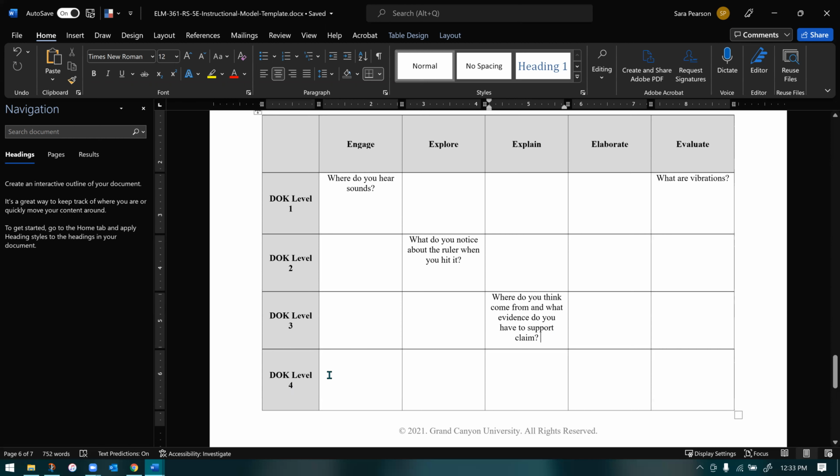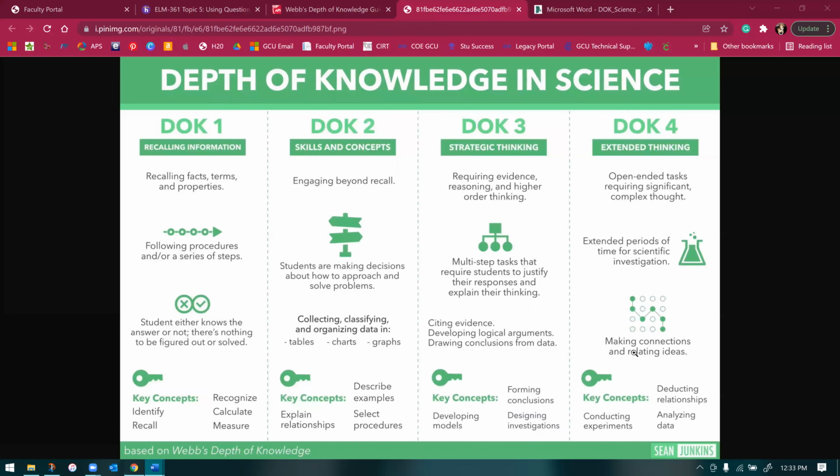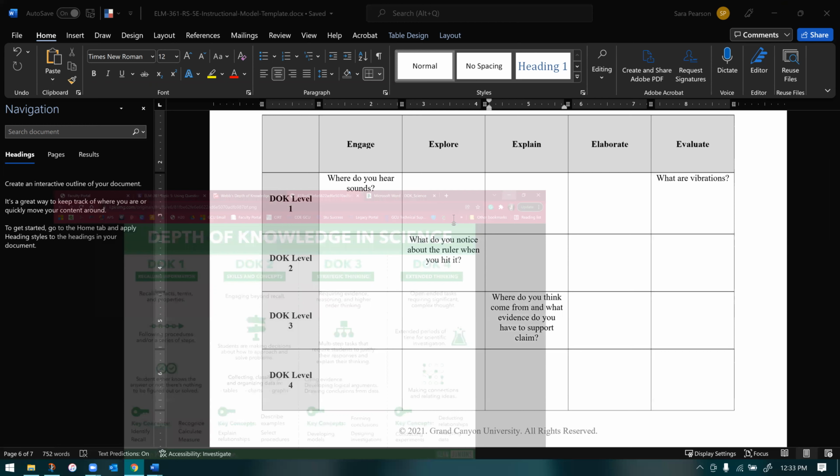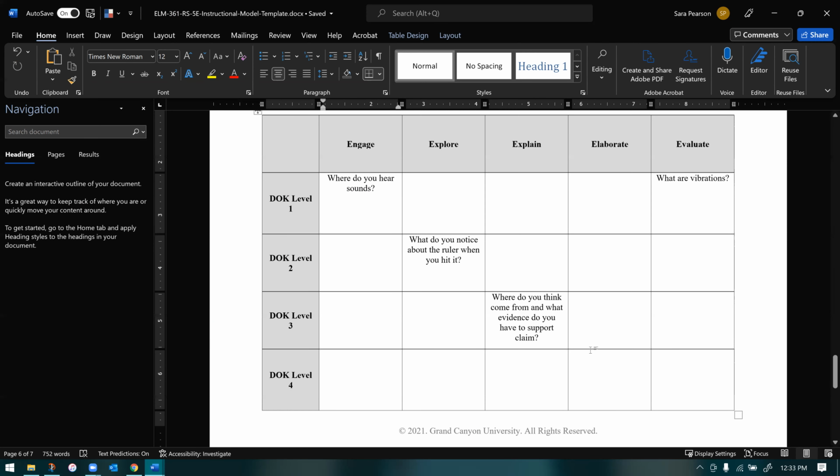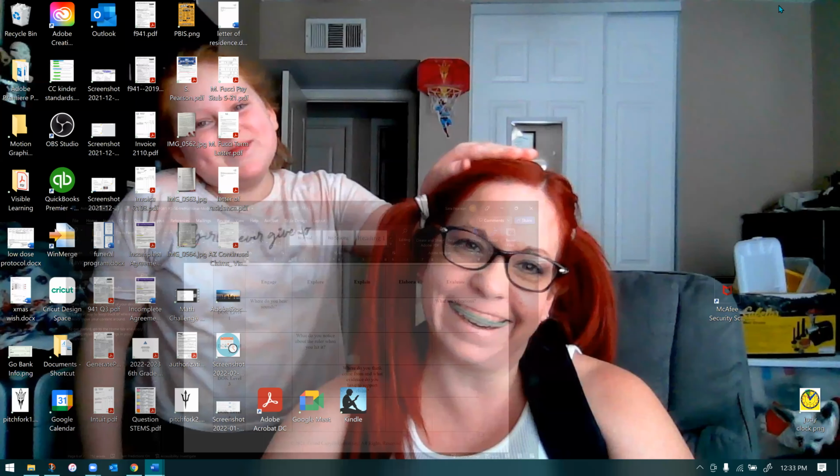Now, DOK4 is the hardest one to develop because it requires this connecting and relating ideas, analyzing data. It's open-ended tasks. It requires complex thought. So these ones are a lot harder for students. I think sometimes they're even hard for me to develop in some of the phases, like in the engage phase, really not having a ton of students doing these complex tasks.